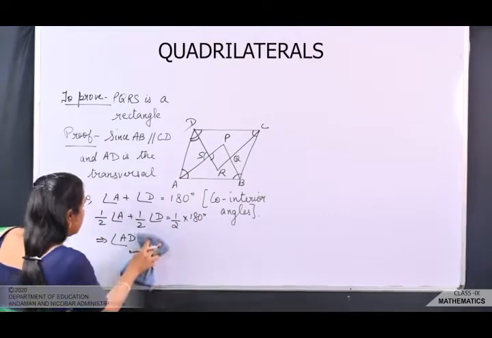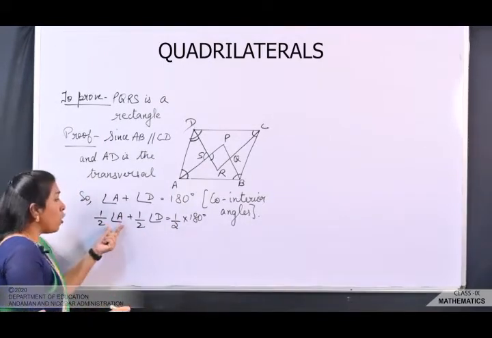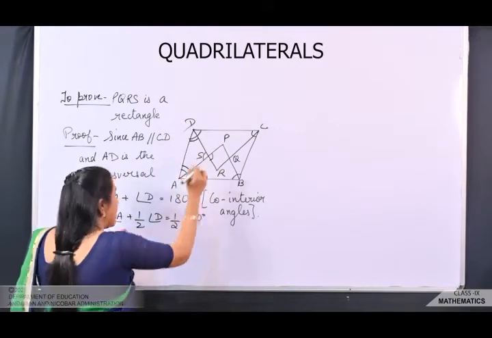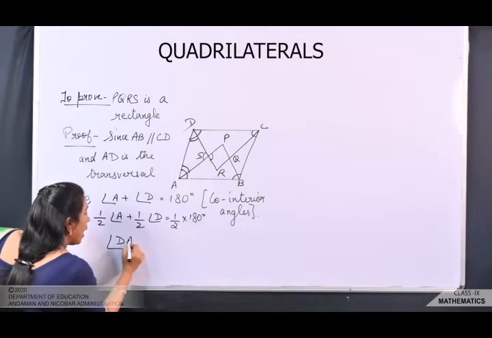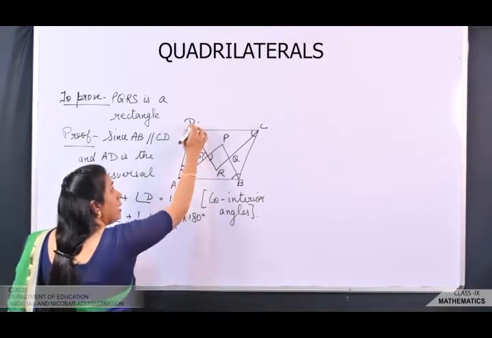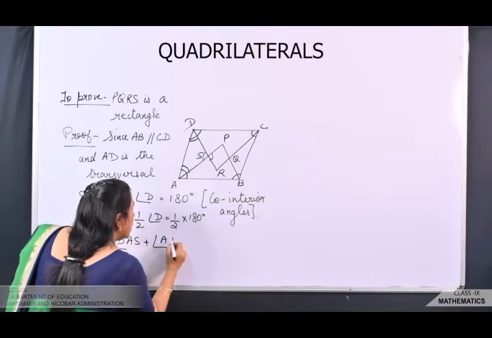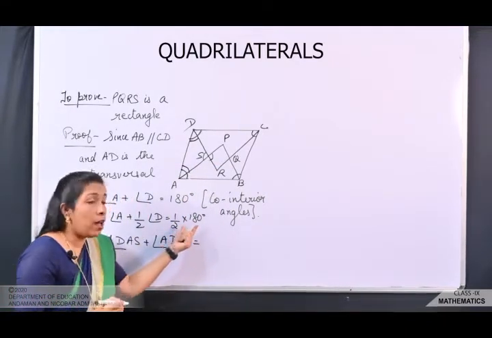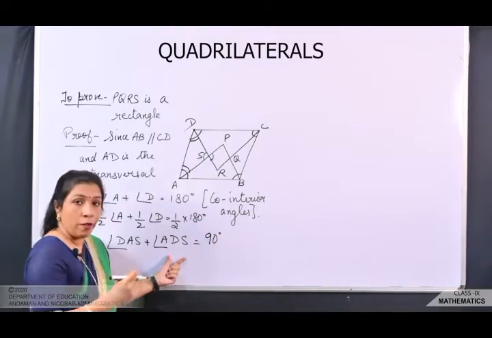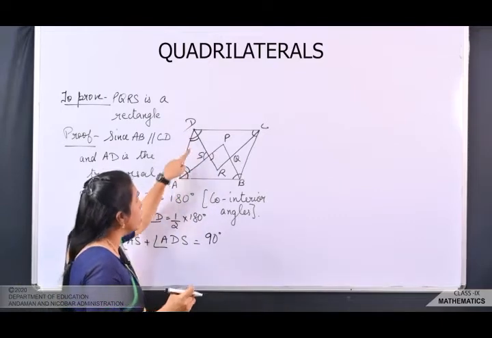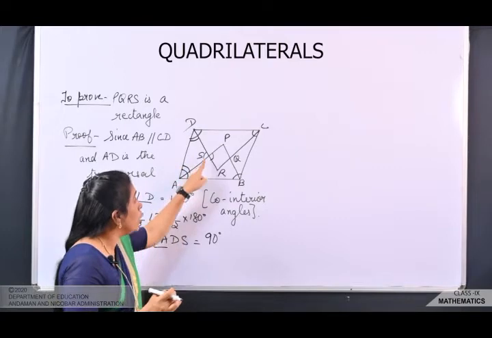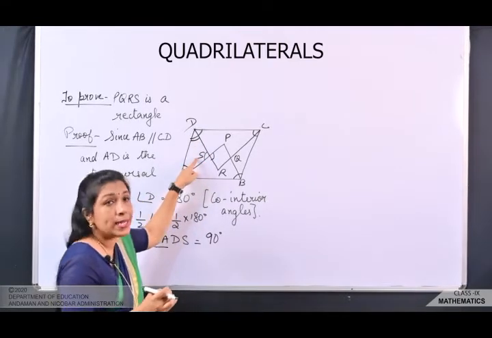Just a minute children. Instead of half of angle A, here we'll take this angle, that is angle DAS, plus half of angle D, which here is angle ADS, is equal to half of 180 degree, which is 90 degree. We got this. Okay, fine. Now in this triangle, the sum of these two angles we got as 90 degree. What we will do, we will use the angle sum property in this triangle.